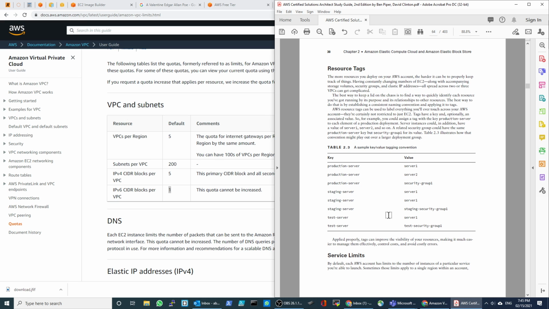There are resource tags. This will help you with managing the pool of servers, which is a key and a value, right? So you have a key and the value.